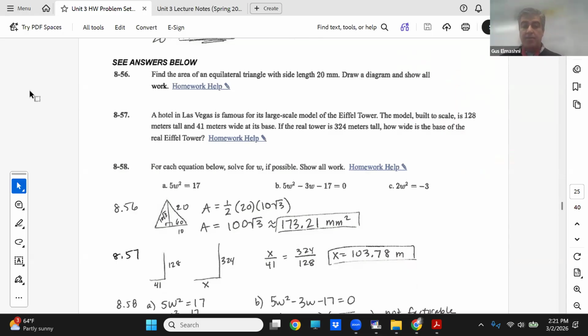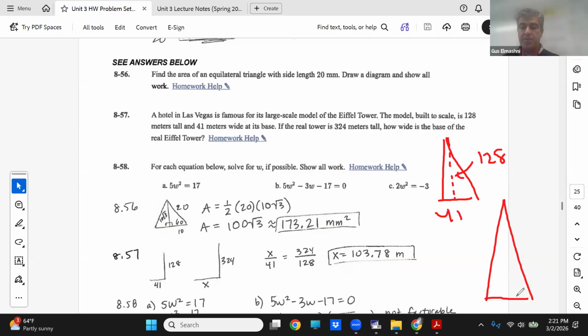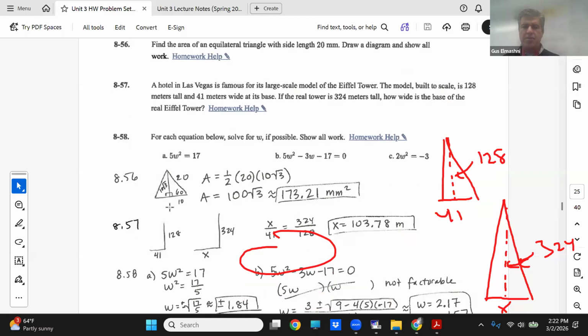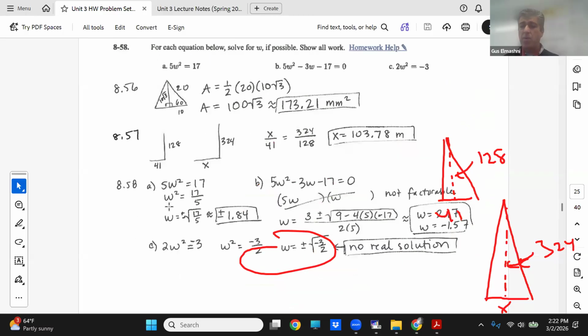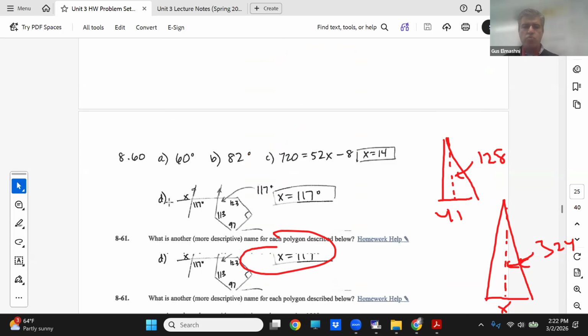So if it's done to scale, then you would imagine that, okay, well, I'm just going to draw a triangle because I don't know how to draw the Eiffel Tower. But say that's the Eiffel Tower, right? 128. Sorry, that's the one in Las Vegas. But the one in Paris, if the real tower is 324 feet tall, then what's that going to be? How would you set that up? You set up a proportion, right? And you should be fine there. Solving the equations, no questions there. Factoring, guys okay with that, or quad form? We have to use quad form for B.